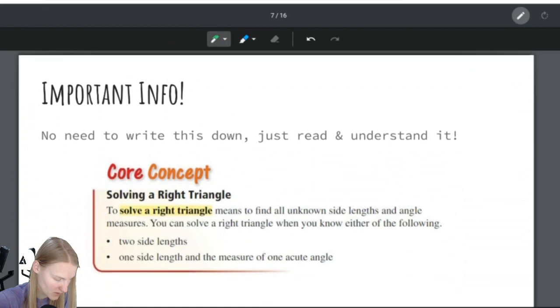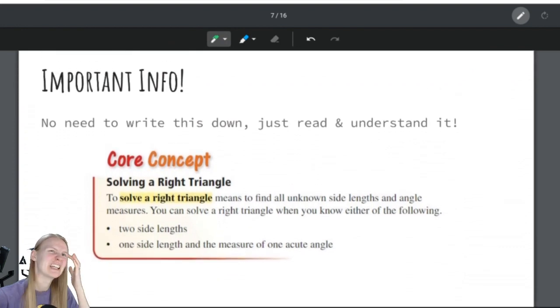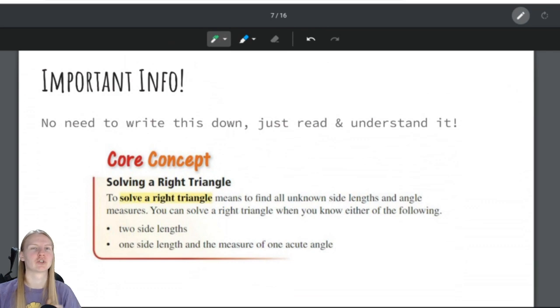Fantastic. You don't need to write this down. We just need to read it and understand it. What does it mean to solve a triangle? We can solve an equation, get x by itself, but to solve a triangle, what does that mean? It means you're finding all unknown side lengths and angle measures. So if you have solved a triangle, you know every single side length and every single angle. So you should have 6 pieces of information, 3 angles and 3 sides.